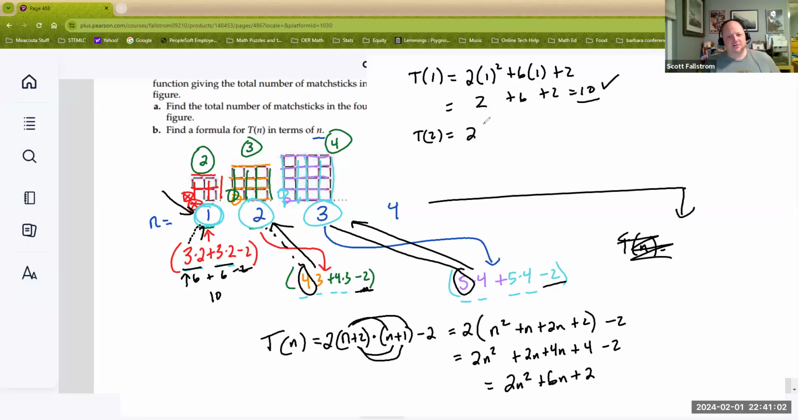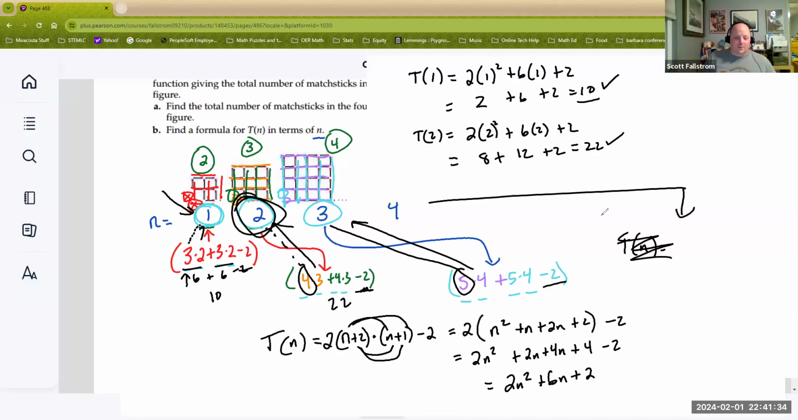Try T2. That's 2 times 2 squared plus 6 times 2 plus 2. Now, if you try the second one right here that we had, this is 4 times 3, which is 12, plus 4 times 3, which is 12. 12 plus 12 is 24. Take away 2 and I get 22. So I should get 22 out of this. Let's see. 2 times 2 squared is 4, times 2 is 8. So I get 8 plus 12 plus 2. 8 plus 12 is 20, plus 2 is 22. So it checks out.